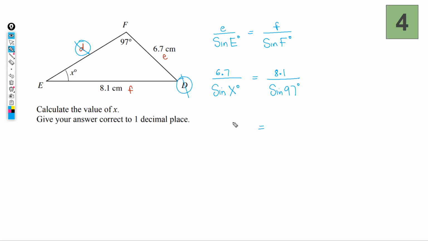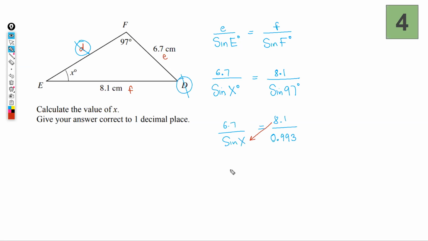So I'll mix it up a little bit. So 6.7 over sine X is equal to 8.1. How much is sine 97? Sine 97 is 0. If you round it off properly to 3 decimal places, 0.993, not 992. If you look at it, the next number was 5. So we have to add 1. Let's cross multiply from here.